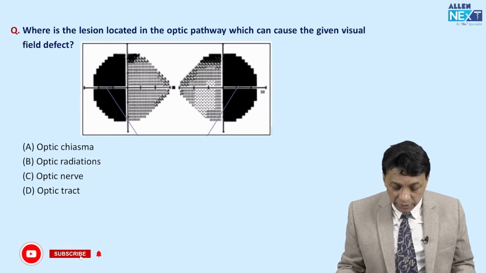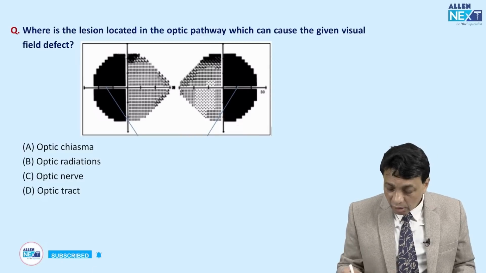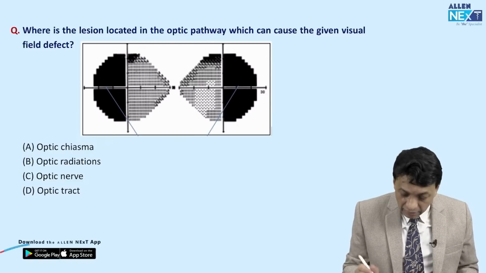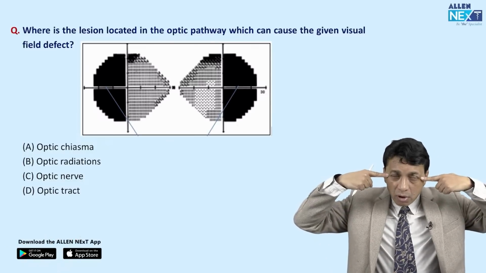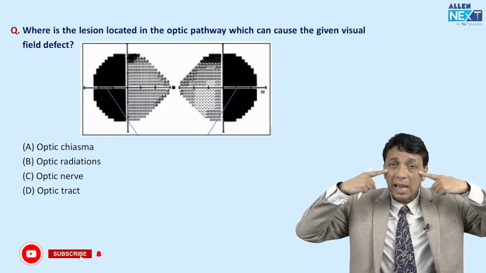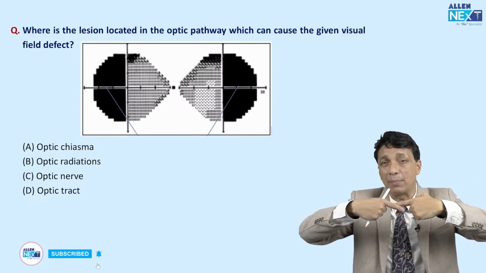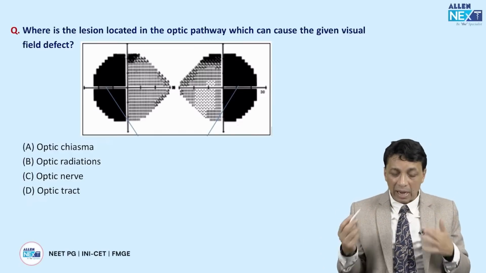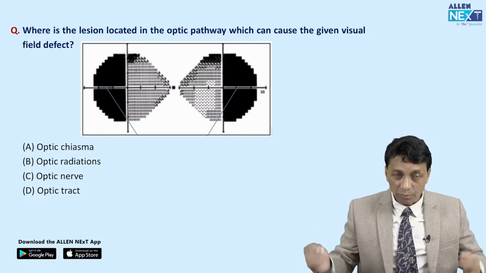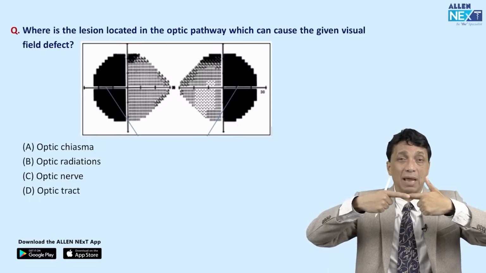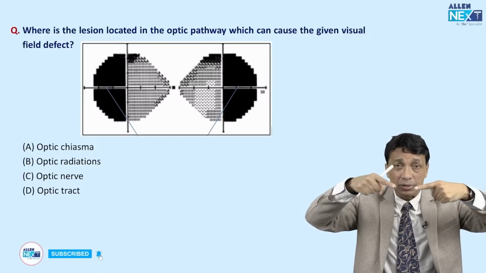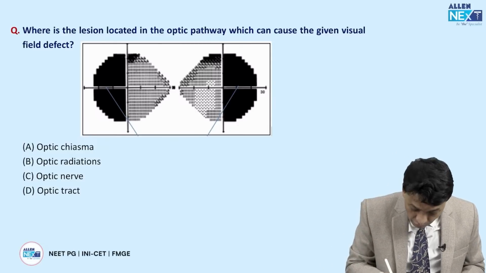Next question is, where is a lesion located in the optic pathway which can cause the given visual field defect? And you see here, we've got a field defect. Both the temporals are gone, which means bitemporal hemianopia. Bitemporal hemianopia means that both the nasal fibers have to be damaged. You all know that the visual field damage always occurs due to opposite retinal fibers. So bitemporal means binasal damage, and binasal damage can take place in only one place, where the two nasal fibers come close together, which is the optic chiasm.